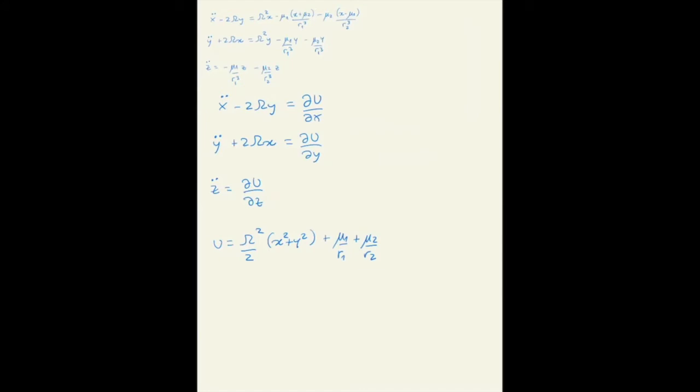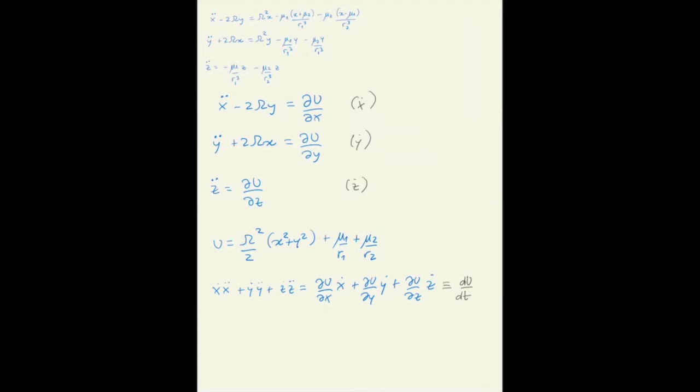So to get the Jacobi constant, we multiply the x equation by x dot, the y equation by y dot, and the z equation by z dot, and sum all of them. What you get is x dot times x double dot, plus y dot times y double dot, plus z dot times z double dot, is equal to dU/dx times x dot plus dU/dy times y dot plus dU/dz times z dot. And you will recognize this right-hand side here as the time derivative of U. It's the chain rule of dU/dt.